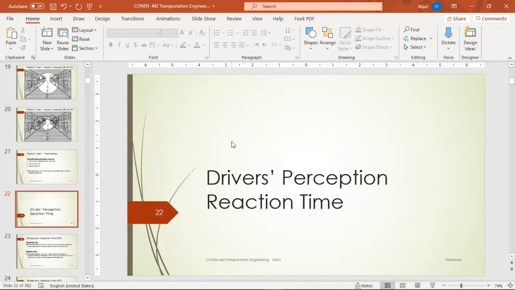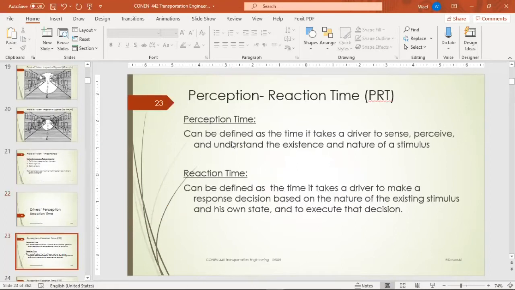The second most important characteristic of drivers is basically driver's perception reaction time. Driver perception reaction time has two components, the perception time and the reaction time. What do we mean by perception time? Basically, that's the time it takes a driver to see and understand what's going on. If there's a stimulus in front of you while you're driving, the time the eye senses what's there and conveys this image to the visual cortex in the brain, and from this to the other parts of the brain, this is what we call perception time. Reaction time is the time that the brain takes to make a decision about what to do regarding that stimulus, not the time to execute that decision.